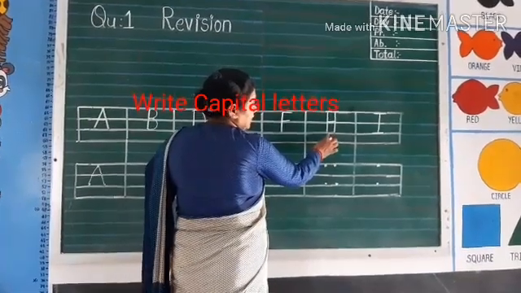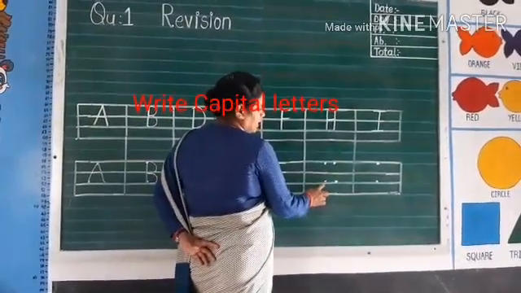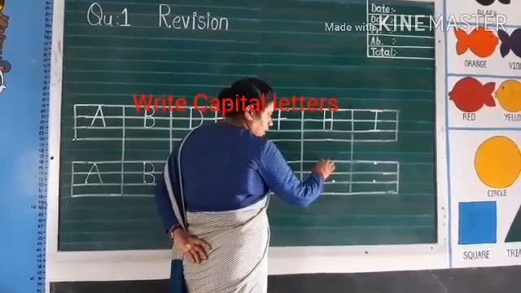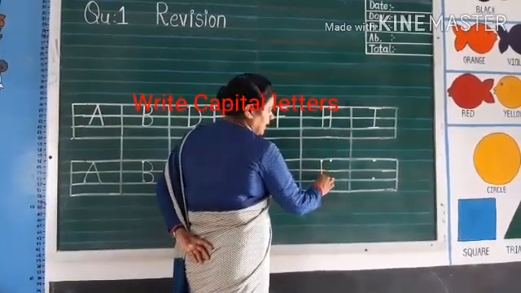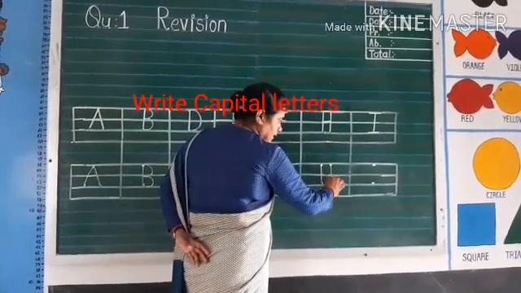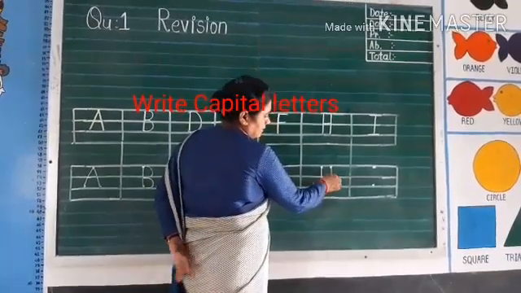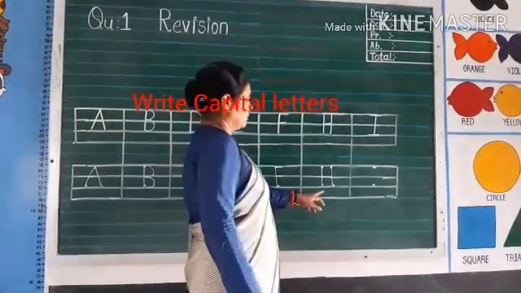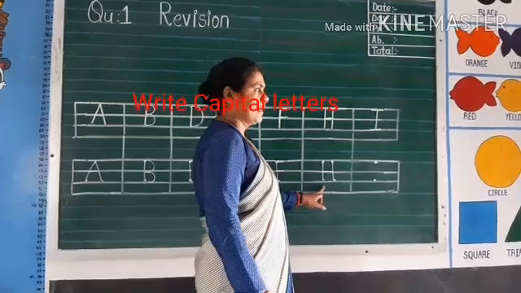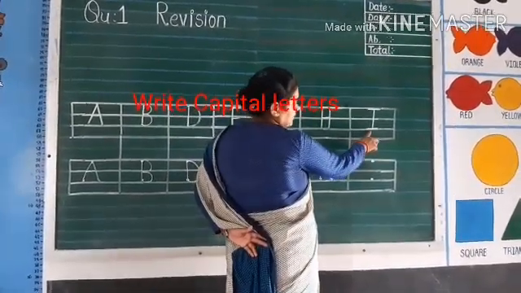Again, which letter is this? H. Capital letter H. Here 4 dots are given. First, up to down, make a standing line. Again, up to down, make a standing line. And between, a sleeping line. This way you have to write capital letter H.